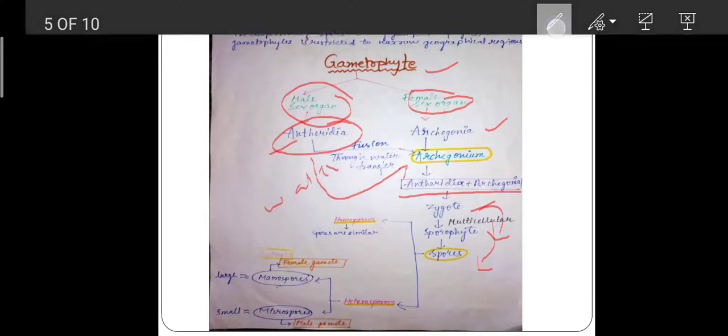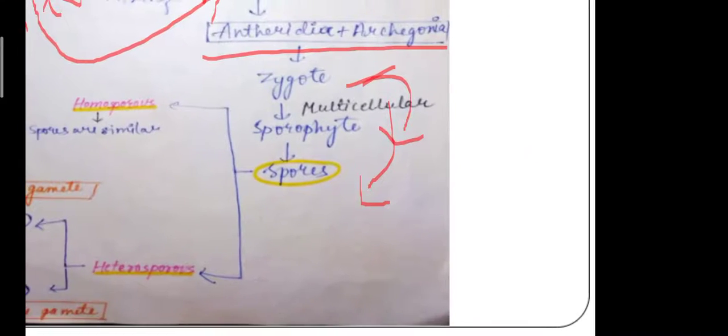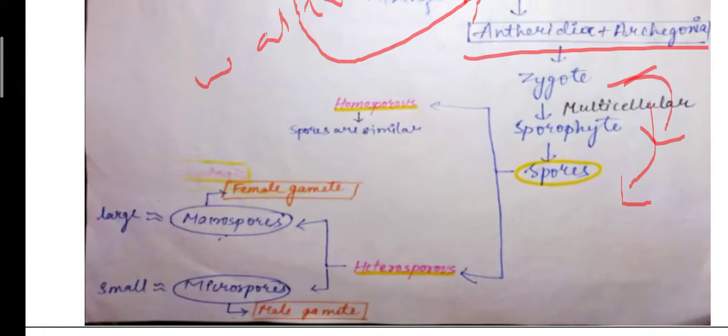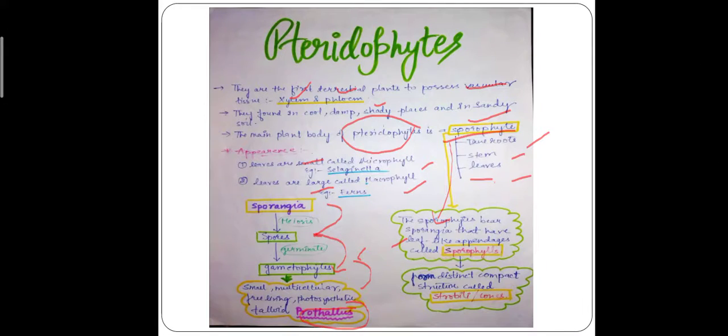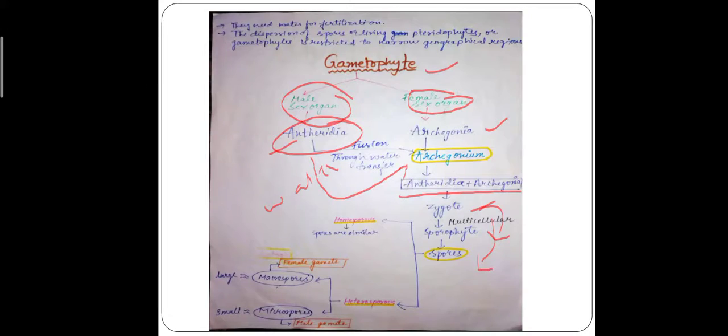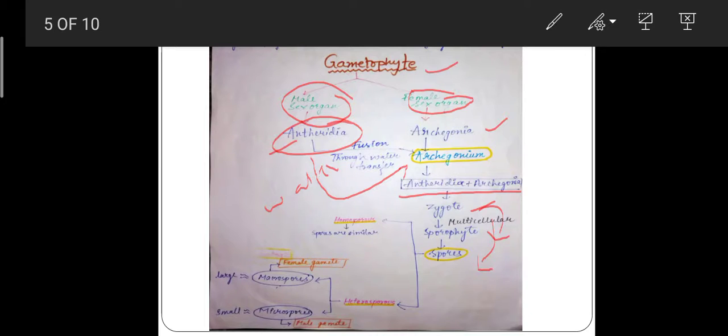These spores may be similar or different. If they are similar, they are known as homospores, and if they are different, they are known as heterospores. These heterospores may be large female cells or small male cells. This is the life cycle: the pteridophyte starts from the fertilization of male and female gametes, develops into the sporophyte, which is the main plant body, and produces spores, and its cycle goes on.